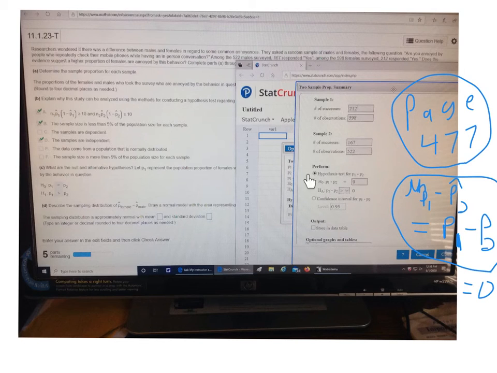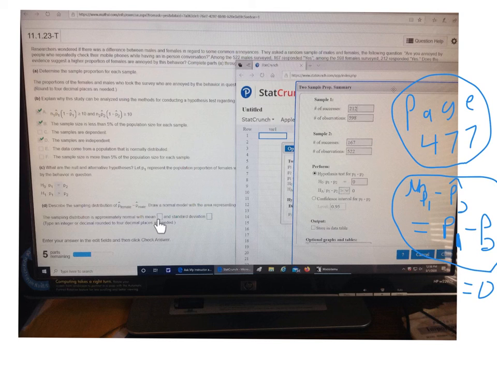Then I set this up the way you did correctly. It's a right-tailed test, so you just change this to greater than. Then if you click compute here, it'll give you a standard deviation, or it calls it standard error. It'll give you the p-value and the test statistic, which will be asked next. So you just follow these steps here, click compute, and it'll give you all these answers.